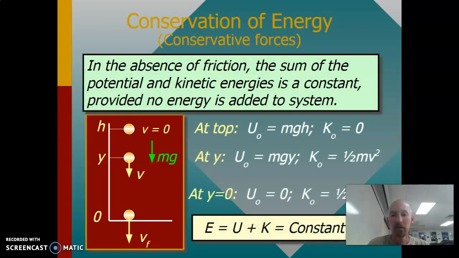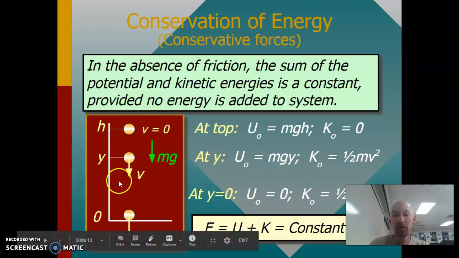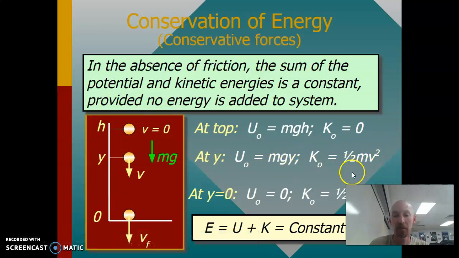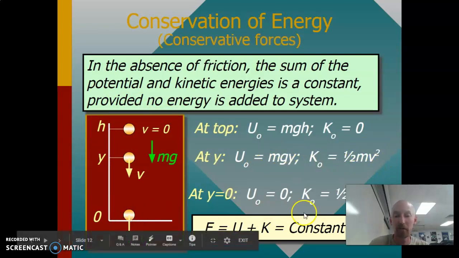Energy is conserved in any closed system or in the absence of friction. At the top you have potential, and somewhere in the middle you have a combination of the two. You have some potential, you have some kinetic. At the bottom it all gets turned into kinetic just before it hits the ground. And so this is a constant.